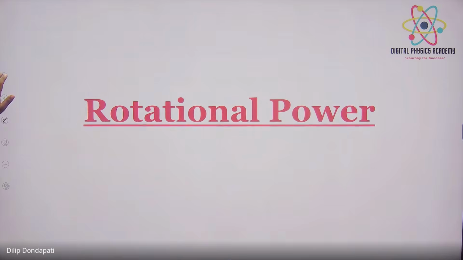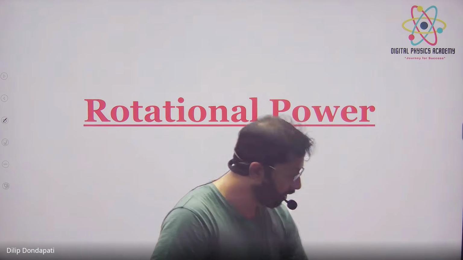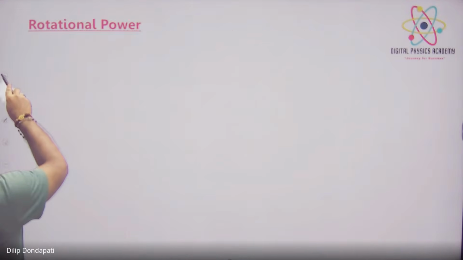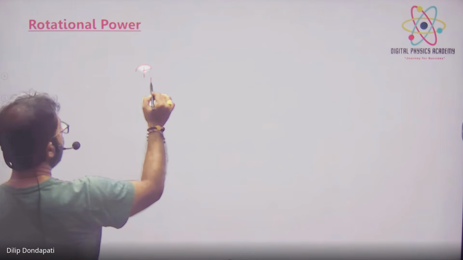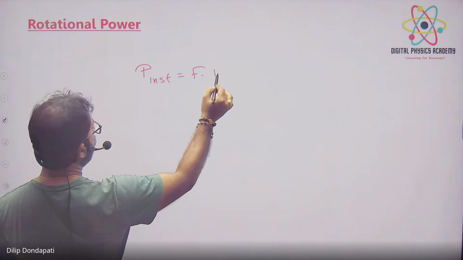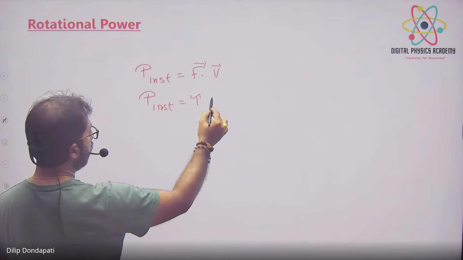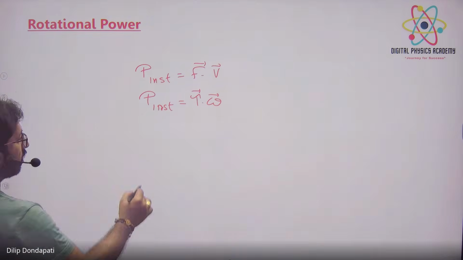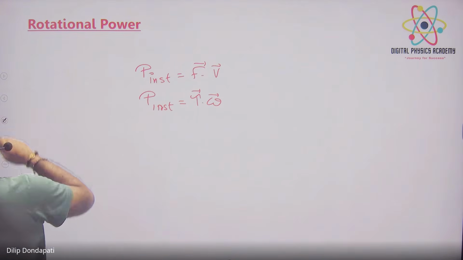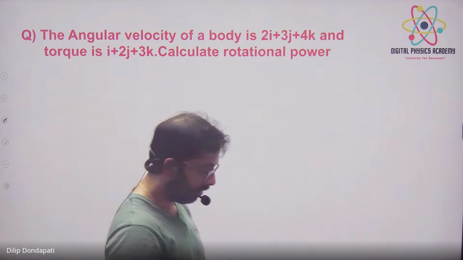Okay. Now we'll talk about rotational power. Now tell me, what was the basic formula of power? Force times velocity, F dot V. That is instantaneous power. Now in rotational motion, R cross F dot omega, I mean torque dot omega. Tau dot omega, right? This is the formula. Copy it. Dot product you know already. Easy.